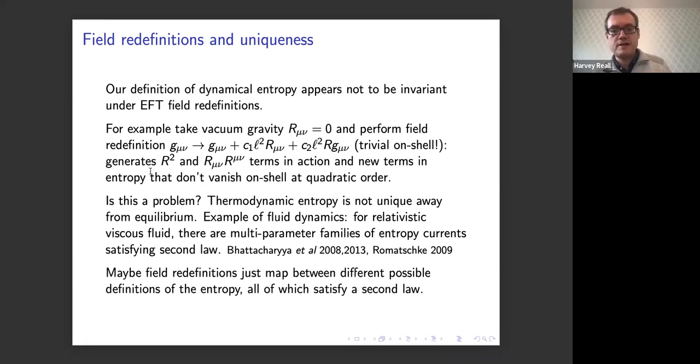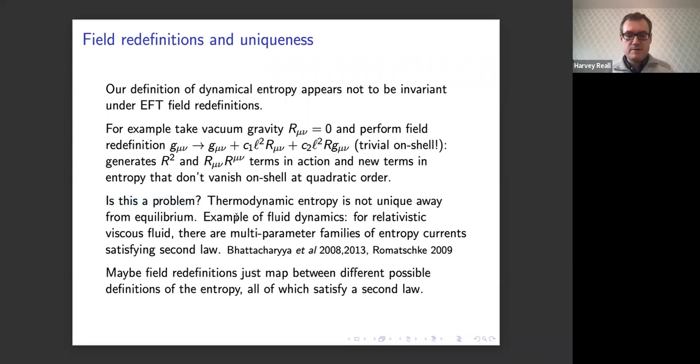But even though it's trivial on shell, it's well known this generates four derivative terms in the action. And if you look at the associated terms in the entropy coming from these terms, these new terms in the entropy don't vanish on shell at quadratic order. So in other words, doing the field redefinition and then determining the resulting entropy does not commute with substituting the field redefinition into the original entropy. Okay, so in other words, it changes the entropy. So the question is, is this a problem?